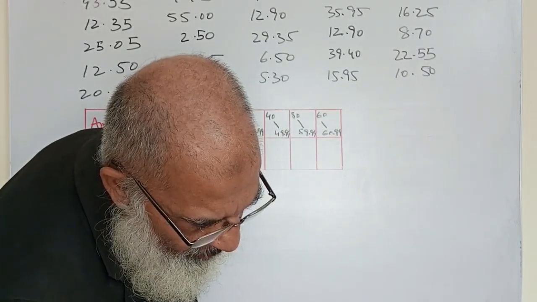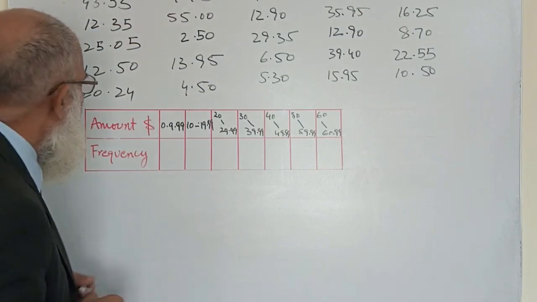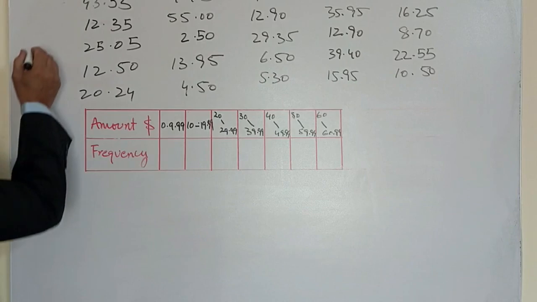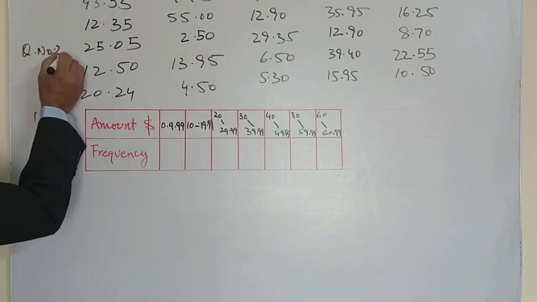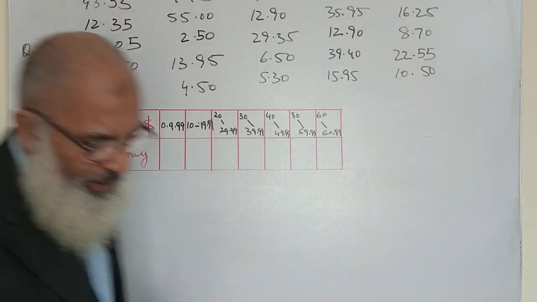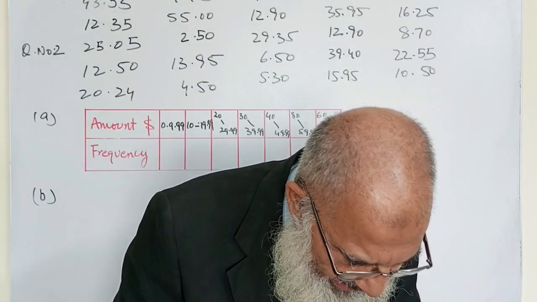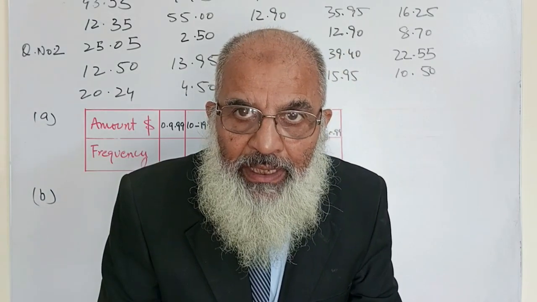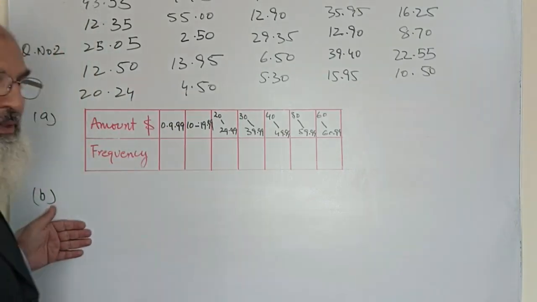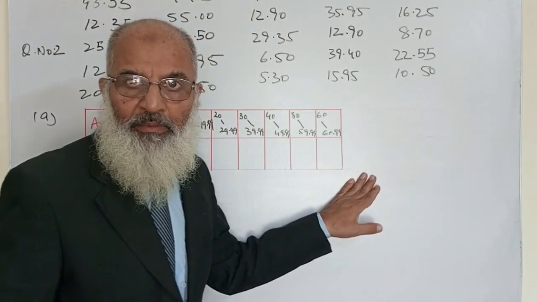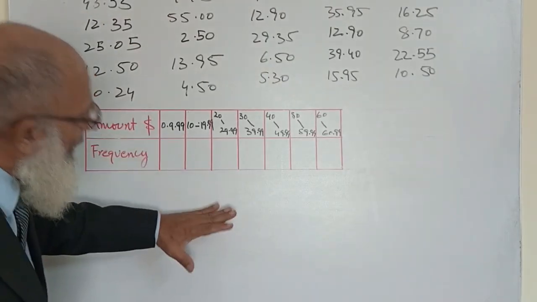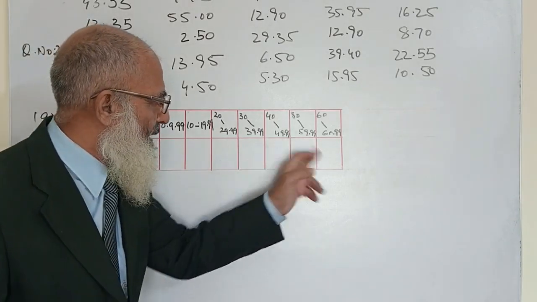Copy and complete this group frequency table to organize the data. Part A was this, that I have to copy and complete. Now part number B is: how many people spend less than $20? But before we answer question B, we have to complete this, because in A he has also written copy and complete. It is not complete yet.